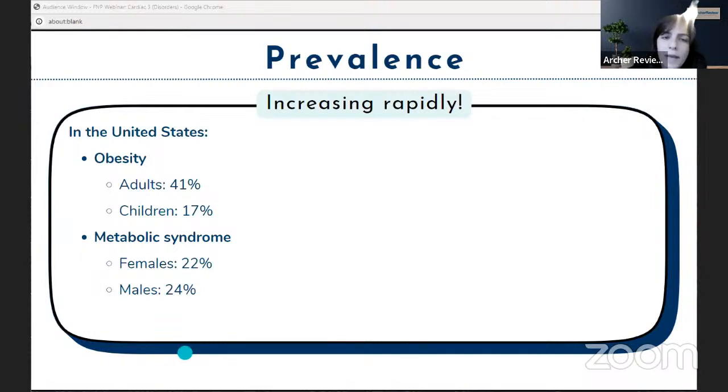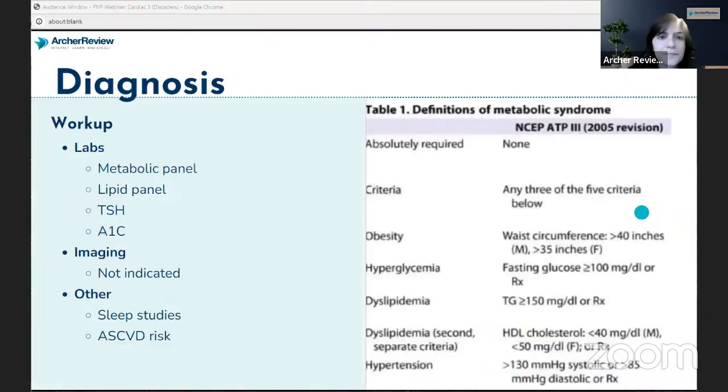The other takeaway I wanted to point out is that it's equal across the board between males and females. So you're really going to see this across the board in your patients. So the diagnosis, really, if they meet any 3 out of 5 of these criteria, you could diagnose them as metabolic syndrome. I think it's really just a new term to put out there so that both healthcare providers and patients can be aware of risk factors.